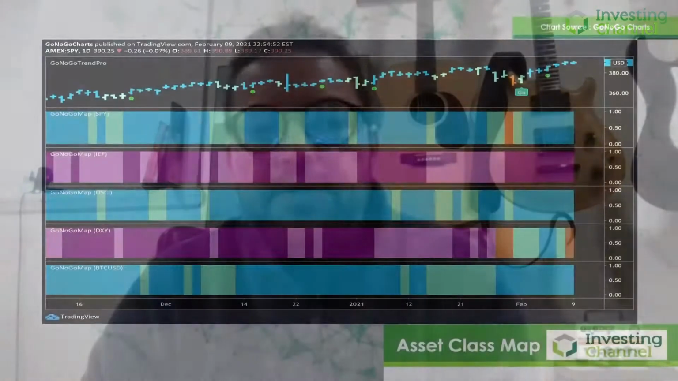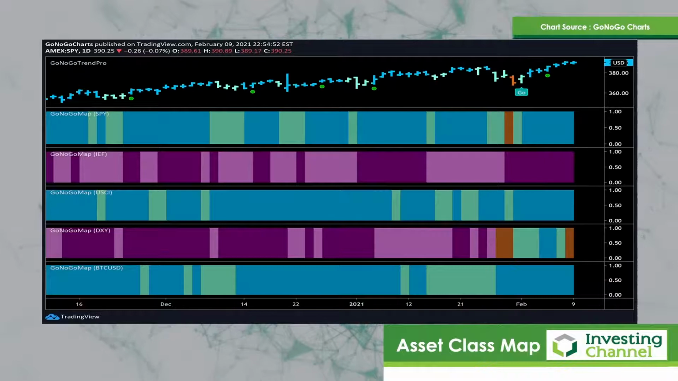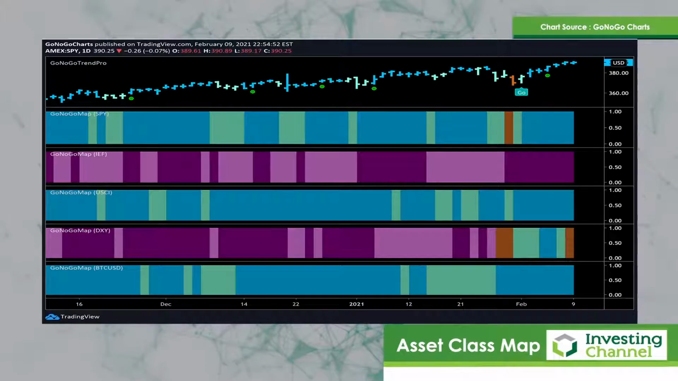Hi, I'd like to take a few minutes just to talk about some major asset classes and what we're looking at when we use a blended technical indicator to assess trend. So the go, no go heat map that you're looking at here uses the daily trend performance of 5 asset classes: equities, bonds, commodities, the dollar index, and cryptocurrencies, all from a US perspective.